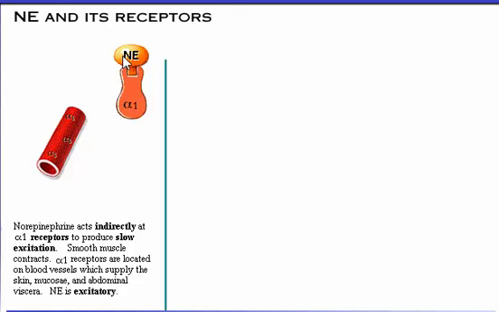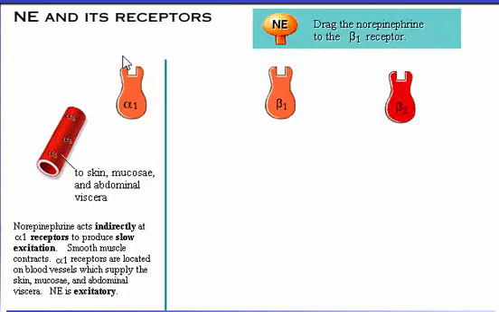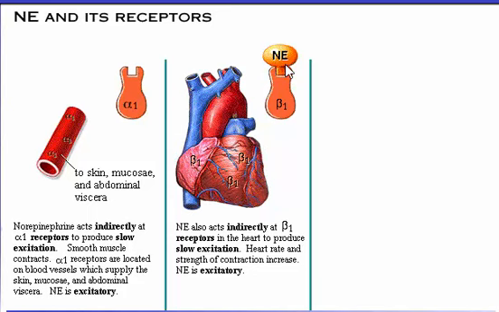Drag the norepinephrine to the beta-1 receptor. Norepinephrine also acts indirectly at beta-1 receptors in the heart to produce slow excitation. Heart rate and strength of contraction increase. Norepinephrine is excitatory at beta-1 receptors.